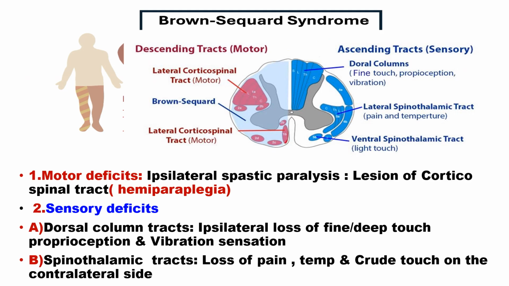In Brown-Séquard syndrome, the motor defects are ipsilateral spastic paralysis, due to the lesion of the corticospinal tract. Sensory defects can be from the dorsal column tracts: ipsilateral loss of fine touch, proprioception, and vibration sensation. The spinothalamic tract laterally means loss of pain, temperature, and crude touch on the contralateral side.